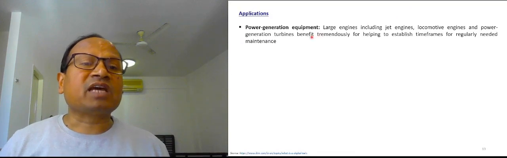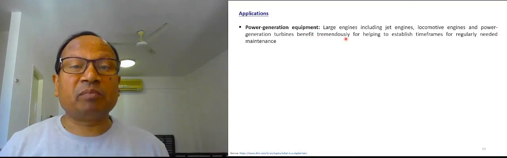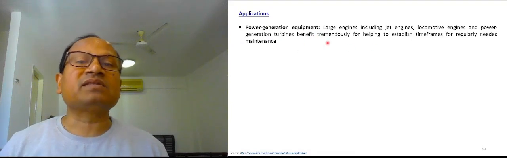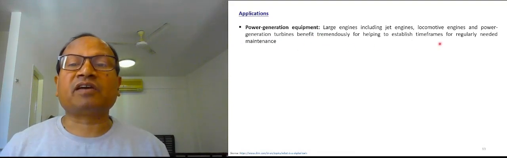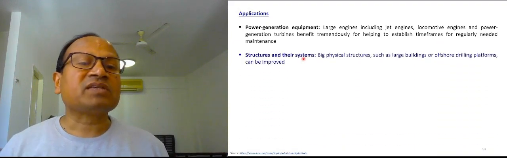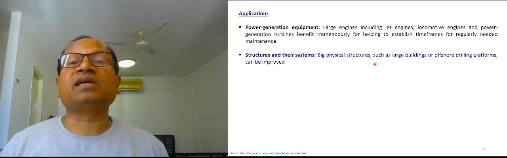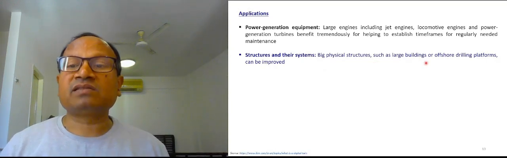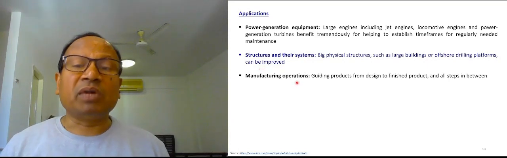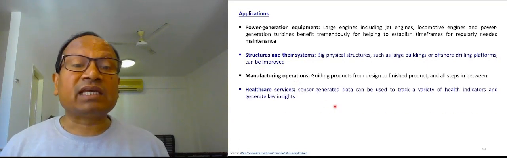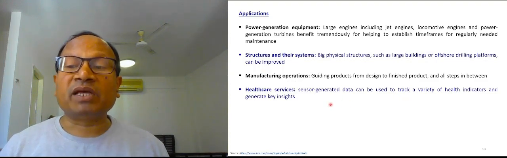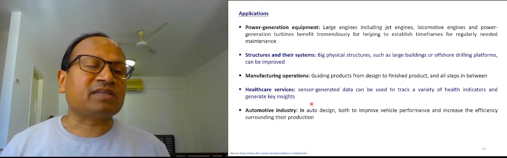There are applications like power generation equipment, large engines including jet engines, locomotive engines, and power generation turbines, which can benefit tremendously by helping to establish time frames for regularly needed maintenance. Structures and their systems, big physical structures such as large buildings and offshore drilling platforms, can also be improved by creating a digital twin. Manufacturing operations, healthcare services: sensor-generated data can be used to track a variety of health indicators and generate key insights.